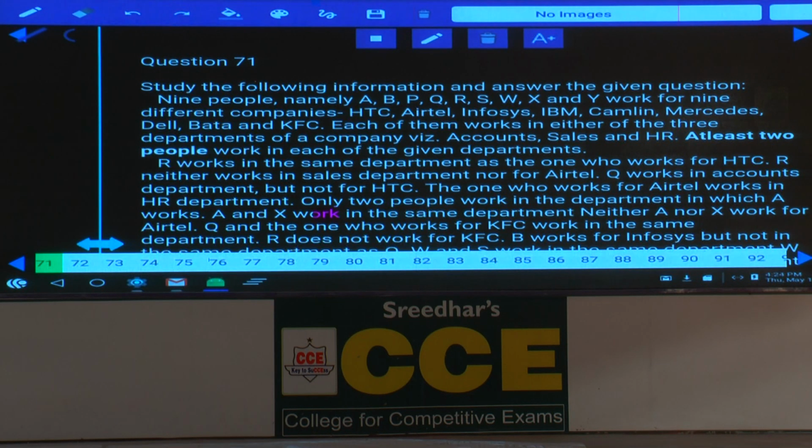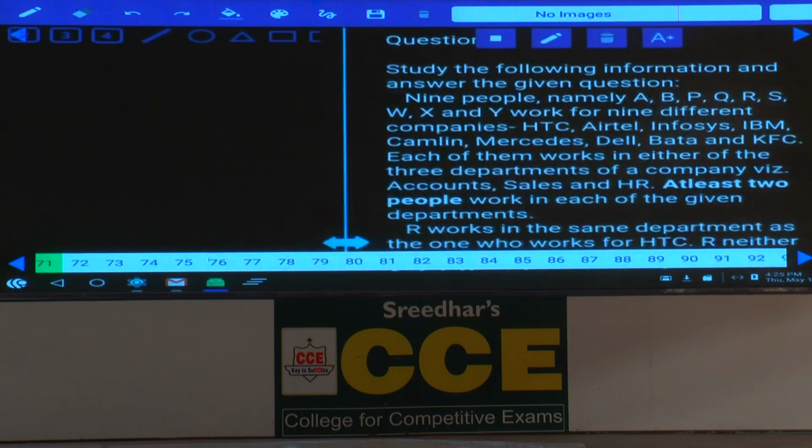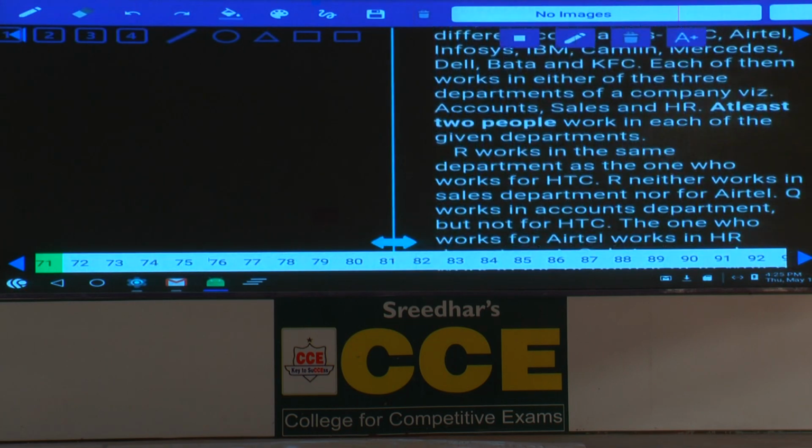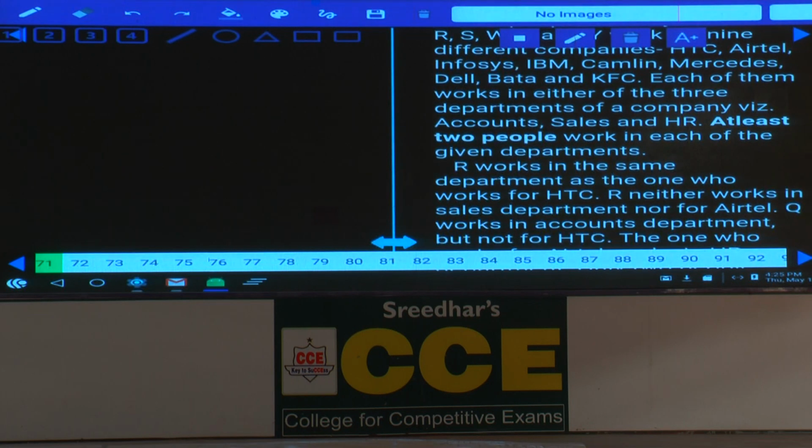And it comes under which category? Common parameter. As it comes under common parameter, now we have to divide this according to the parameter. What is the parameter which is common here? The departments: accounts, sales and HR. Accounts, sales and HR are the departments which are common here. Each of them works in either of the 3 departments of a company, accounts, sales and HR.